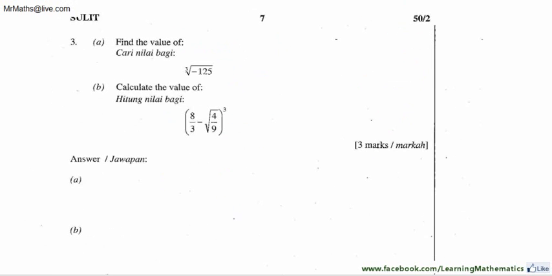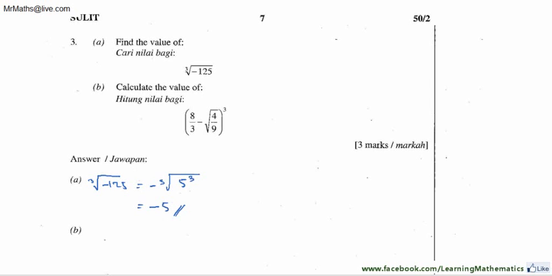Find the value of the cube root of 125, and then calculate the value of the other one. Okay, let's do A first. Cube root of negative 125. We know that this is going to be a negative number because the cube root of a negative is negative. But 125, what is it? 125 is actually 5 raised to the power of 3, right? 5 times 5 is 25, 25 times 5 is 125. So that is actually equal to minus 5.